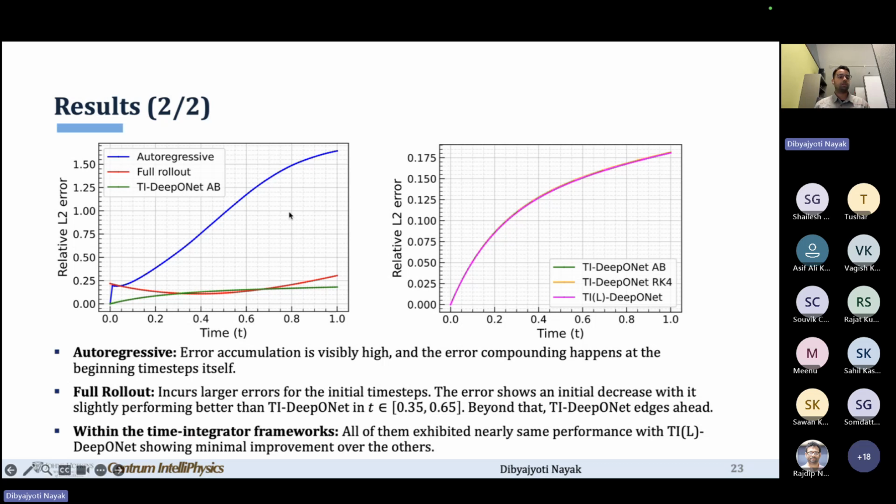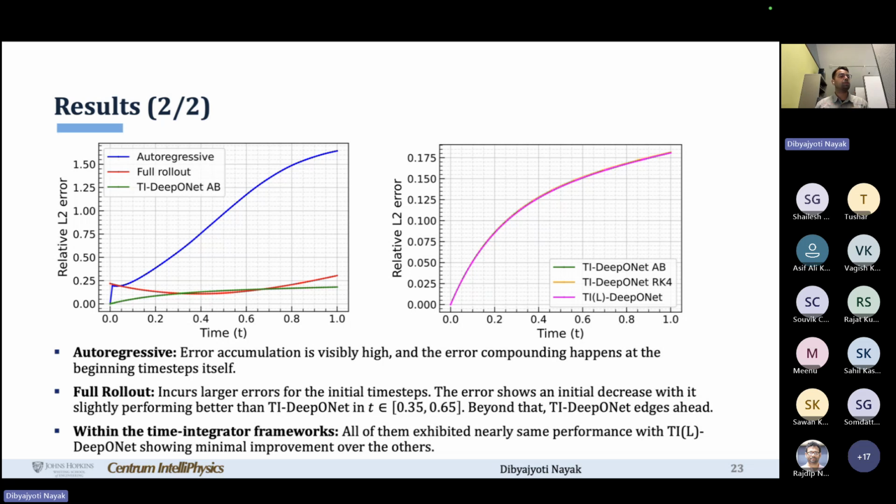Moving on to the final set of results. Again, we see a huge error accumulation in the DeepONet autoregressive case. Full rollout has a very non-monotonic or non-definitive pattern in the L2 errors, and for the most part, it is not performing better than the TI-DeepONet. But for a specific region, let's say I think it's around 0.35 to 0.65, full rollout does slightly better than the TI-DeepONet. Again, this behavior has no specific explanation because in the full rollout case, as I mentioned, we are not enforcing the causal structure in the system.